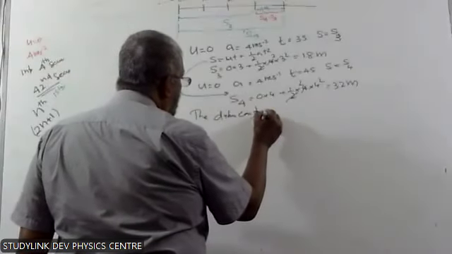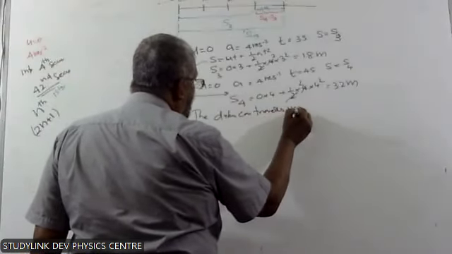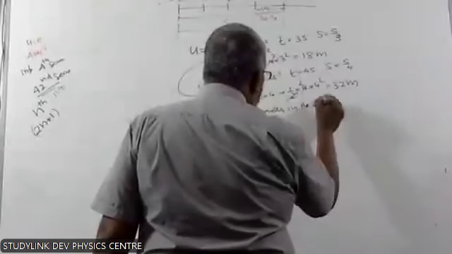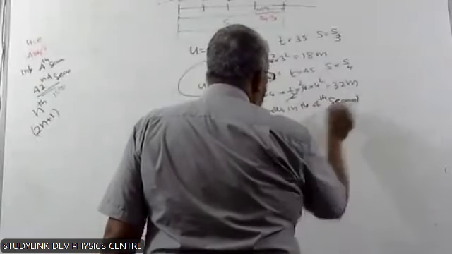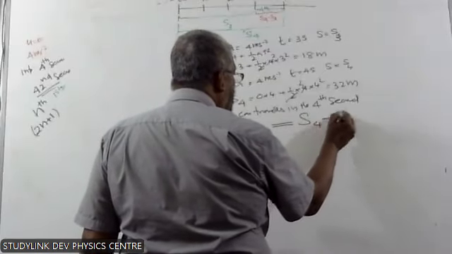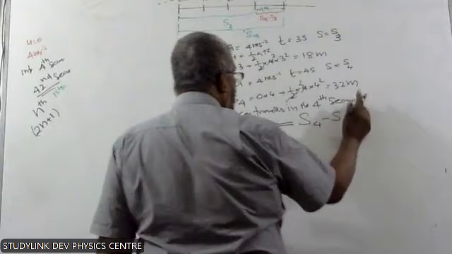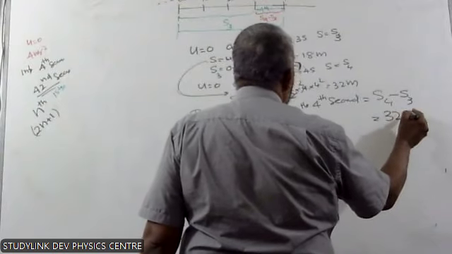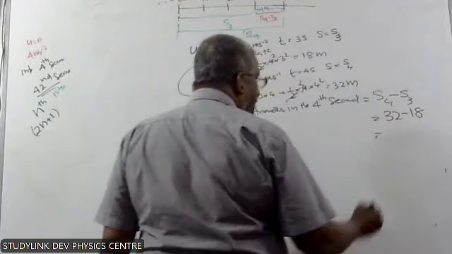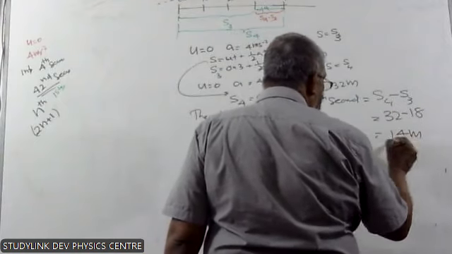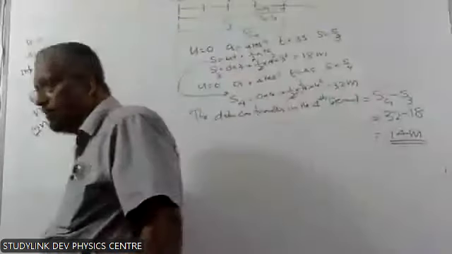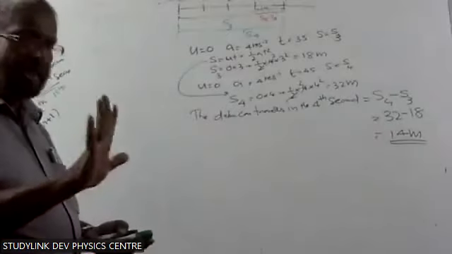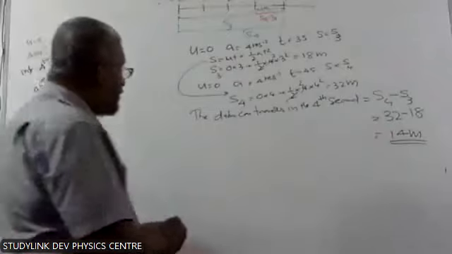The distance the car travels in the fourth second is equal to S4 minus S3. S4 is 32, the other one 18. Then the answer is 14 meters. That is the first method. The second method also I'll teach now.